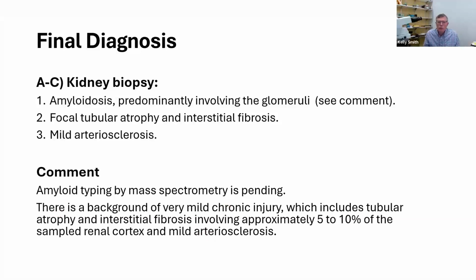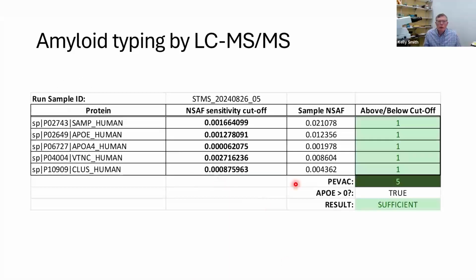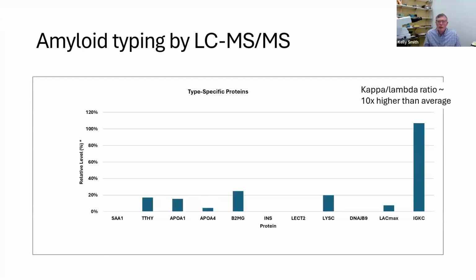And at this point, to get a clear determination of what the type is, we need to do mass spectrometry. And so here we do mass spectrometry on the patient's sample, and the first thing we look at is that the sample is sufficient. And so we find all of these proteins that are associated with amyloid. We have serum amyloid P, ApoE, ApoA4, vitronectin, and clusterin. These are all proteins that we commonly find in amyloid. They're all present. So it looks like we have an adequate sample.